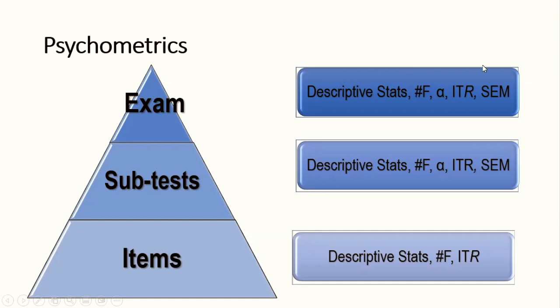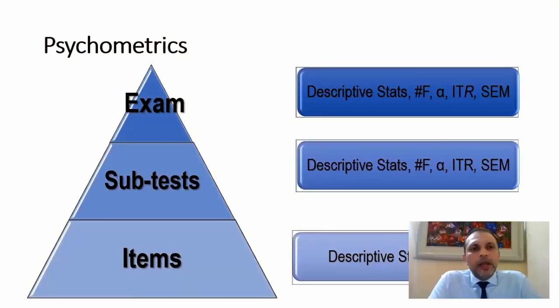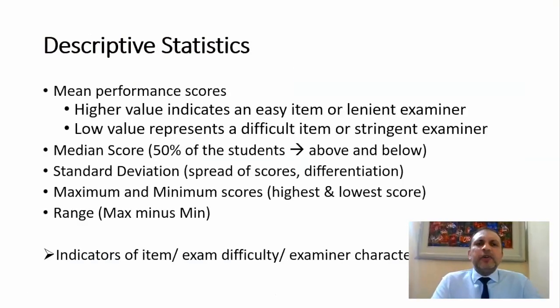And Cronbach alpha, item to total correlations, and standard error of measurement remain the same for exam and subtests. So descriptive statistics, we all know what is a mean score. It is the average score. So you can look at the mean score for a question. You can look at the mean score for a subtest, for a station.